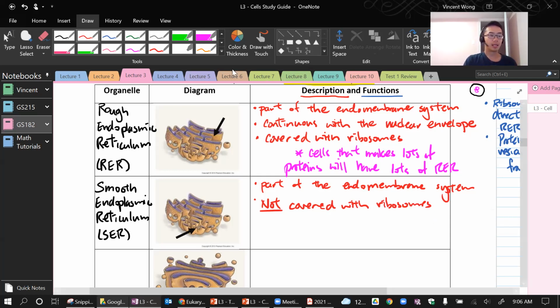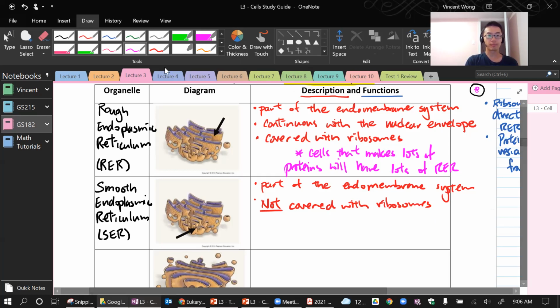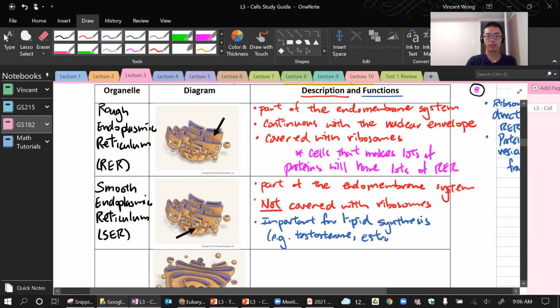Okay, the function. I think you'll be able to fit it this time. The function is that they are important for lipid synthesis. They will produce the lipids, and some important lipids that we talked about last class include things like testosterone and estrogen. These steroid hormones are made in the smooth endoplasmic reticulum.